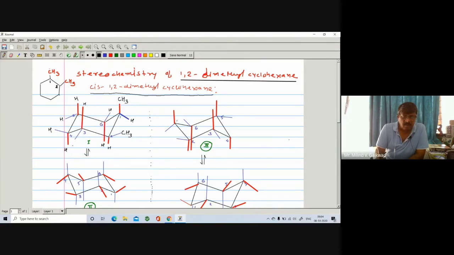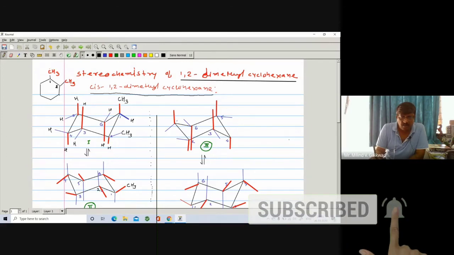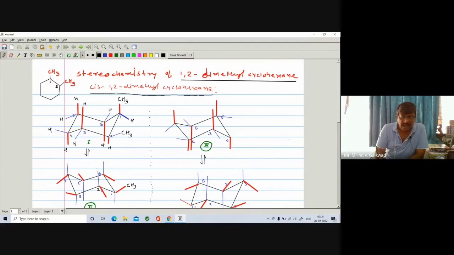This is the structure of 1,2-dimethyl cyclohexane. When ring flipping takes place, what happens? Carbon number one, which was axial, becomes equatorial. Similarly, on carbon number two, the methyl was equatorial, and now it becomes axial.